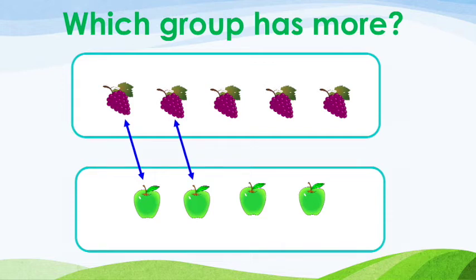There's another bunch of grape and another apple. Another bunch of grape matches with another apple. We have 1 more bunch of grape which matches with another apple. But our last bunch of grape doesn't match with another apple. Therefore, we have 1 more bunch of grape than we have apples.